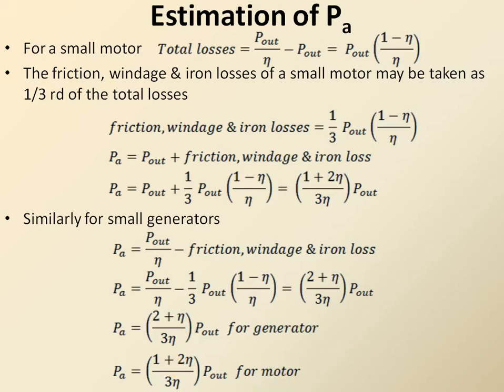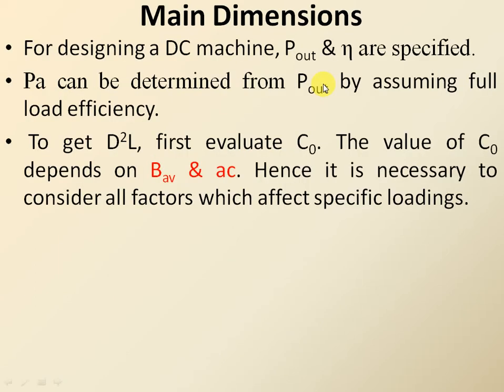In our last class, we obtained the output equation of the DC machine. In the output equation, we derived the relation for armature power developed, or power developed by armature, as C0 D square L into small n. To determine the main dimensions in the case of a DC machine, that is to find the values of D and L, from the output equation we must know the value of armature power developed, C0 and small n.